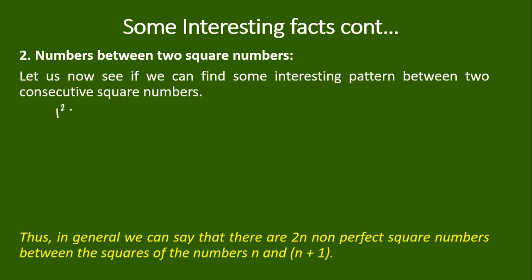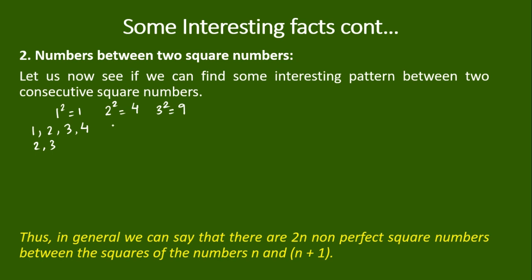So 1 square is equal to 1, and the next square number is 4. So between 1 and 4 we have 2 and 3. So how many non-square numbers are there? That is 2 and 3. Okay. So two non-square numbers are there between 1 and 4. Now the next square number is 3 square, that is equal to 9.